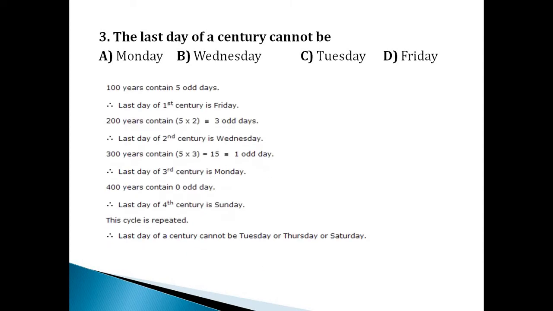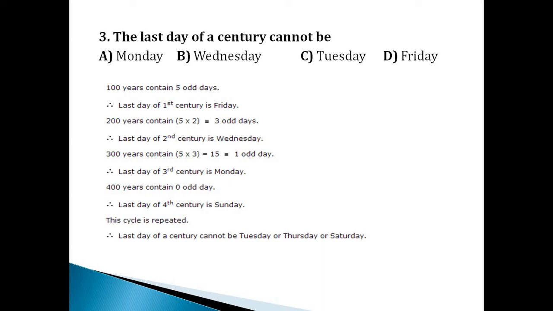Right. So look at this. For 100 years, we have 5 odd days. So we obtained it using leap year and ordinary odd days. Okay, that process has been explained clearly in the first video here. Go through it. So for the first 100 years, we'll have 5 odd days. 5 means it's a Friday. So the last day of the first century is Friday. That is how we can decide it.